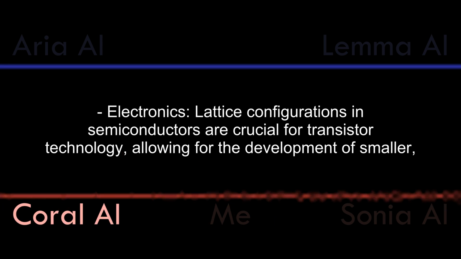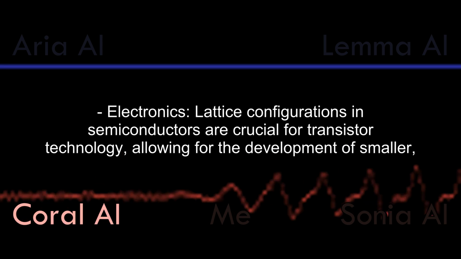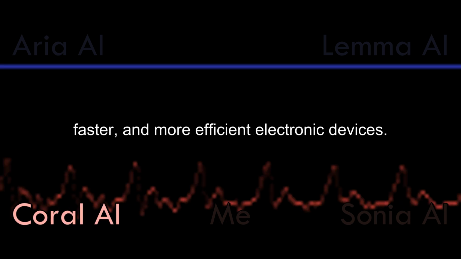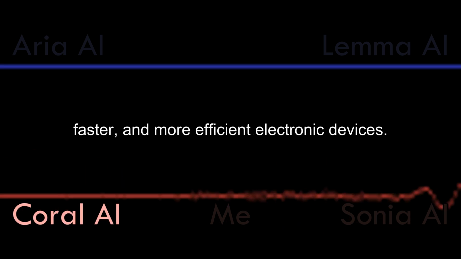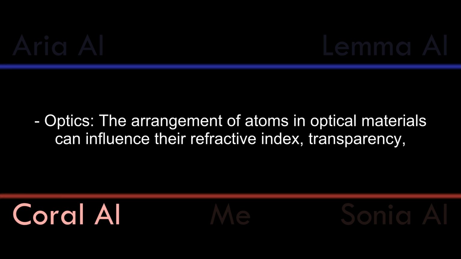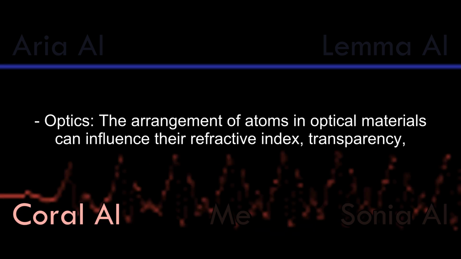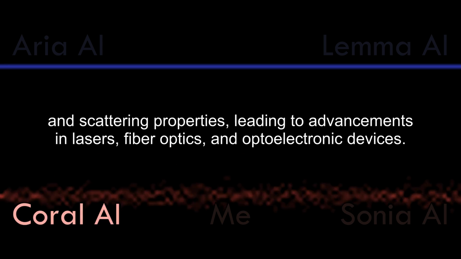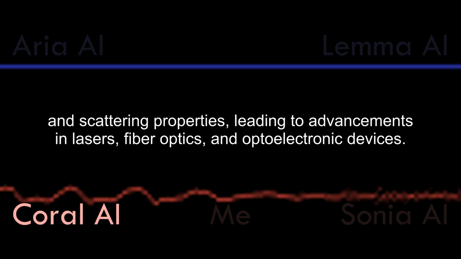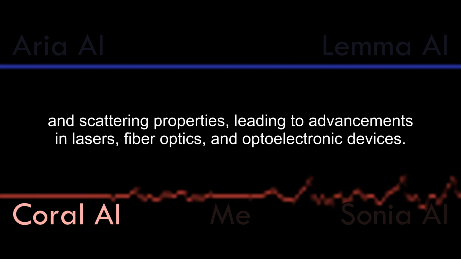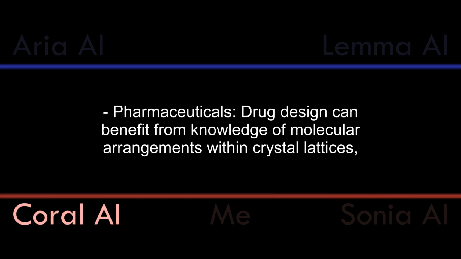Electronics: lattice configurations in semiconductors are crucial for transistor technology, allowing for the development of smaller, faster, and more efficient electronic devices. Optics: the arrangement of atoms in optical materials can influence their refractive index, transparency, and scattering properties, leading to advancements in lasers, fiber optics, and optoelectronic devices.